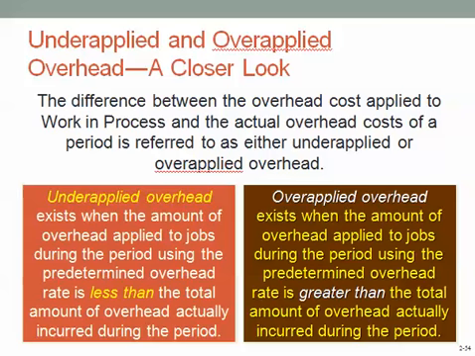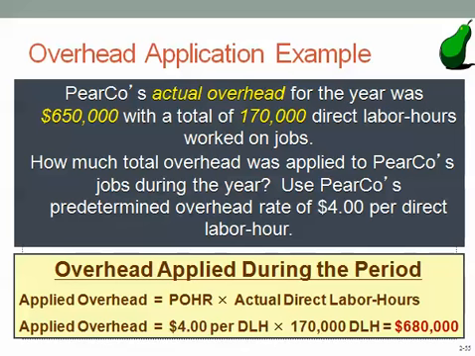Let's take a look at an example of some numbers to get a better idea of what we're talking about. Let's look at the parent company. We're told that the parent company's actual overhead for the year was $650,000 with a total of 170,000 direct labor hours worked on jobs. We're going to want to calculate how much overhead was applied to the jobs and how much over or under applied overhead we have.